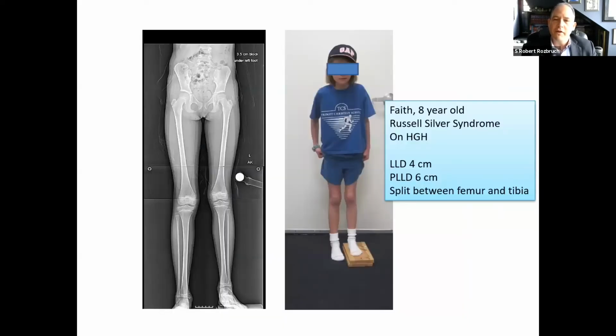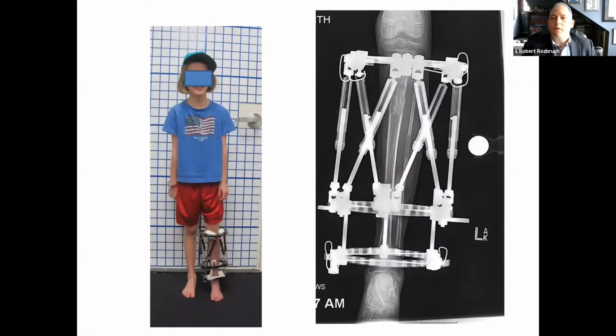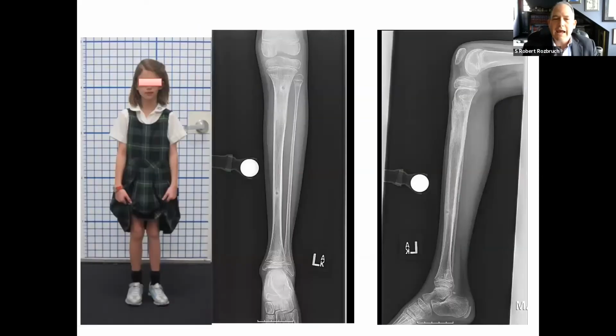Here's another example of that approach. Here is Faith, who at the age of 8 with RSS presented to me with an LLD of 4 centimeters. Predicted discrepancy about 6 centimeters, split between the femur and the tibia. So again, what I did was a lengthening of the tibia to correct the current leg length discrepancy. You can see the regenerate formation is very robust, very healthy. And then she's done with her shoe lift.